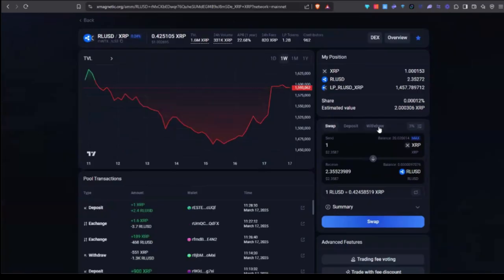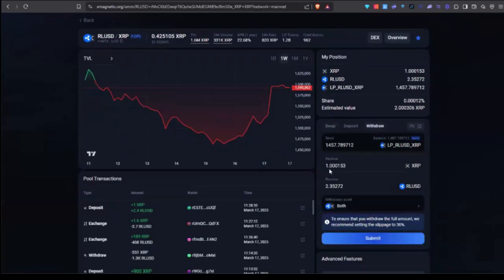If I were to press withdraw, max, I would get right now the same amount of tokens as I entered, because the price hasn't moved. If the price of XRP were to go up, I would have less XRP and more RLUSD. And if the price were to go down, then I would be converting my stables into more XRP. Same principle as the other LP pools.